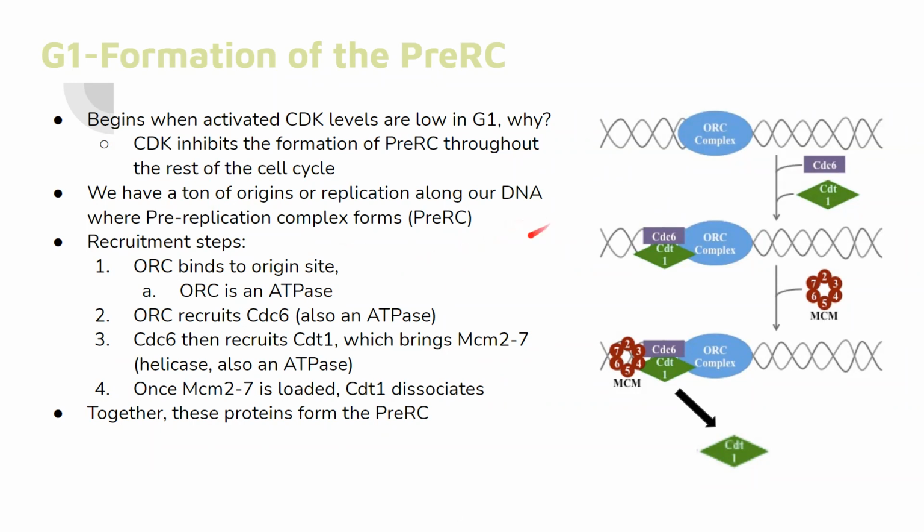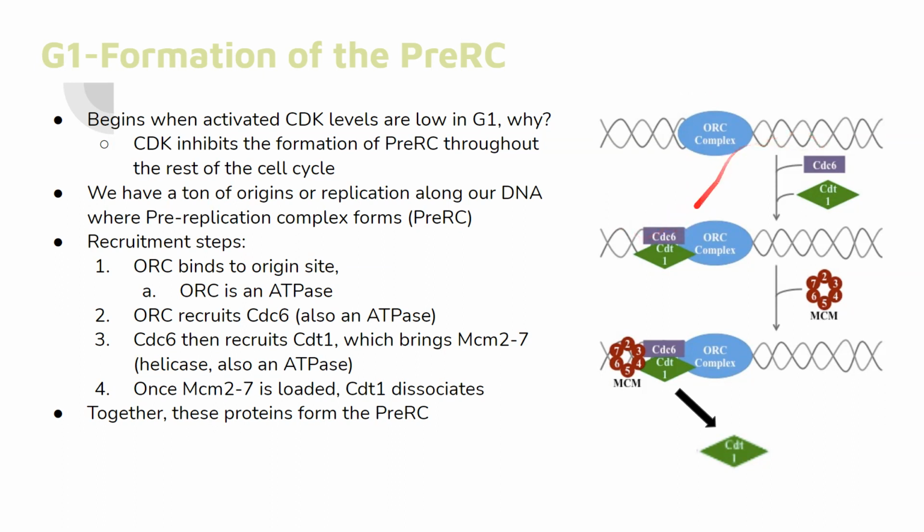So we do have a ton of origins of replication along our DNA. So this blue thing is the ORC complex, or origin recognition complex. There's a bunch of them along the DNA. We're just focusing on this one in particular. So basically what happens to form the pre-RC is the ORC binds to the origin site. ORC is an ATPase, that means it hydrolyzes ATP. ORC recruits the CDC6, which is another ATPase.